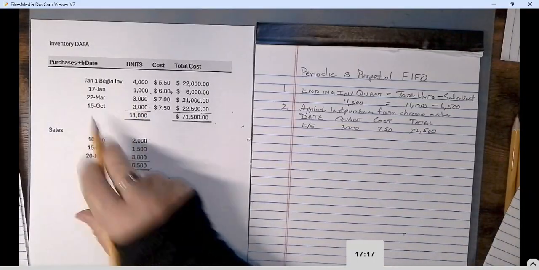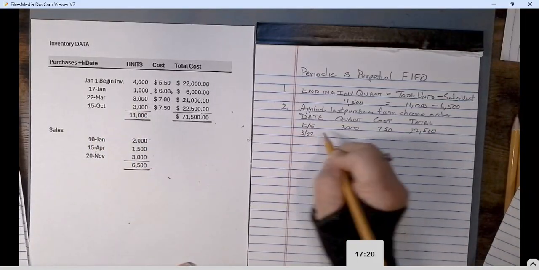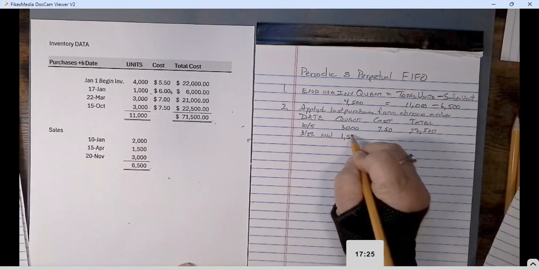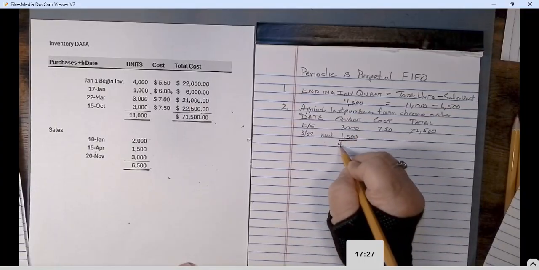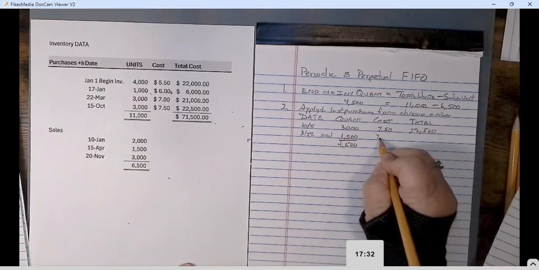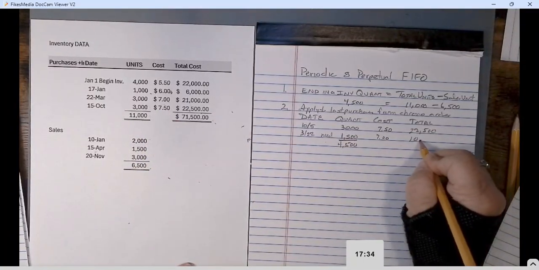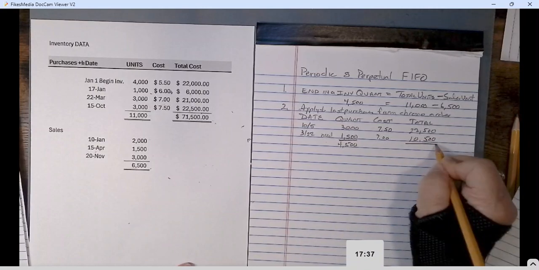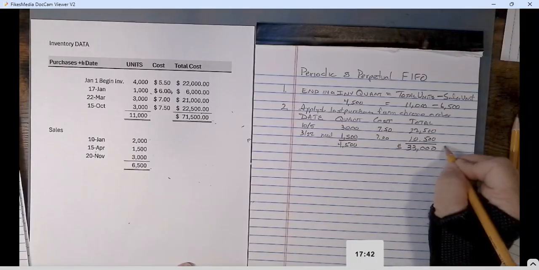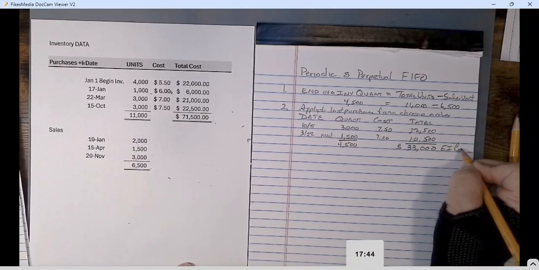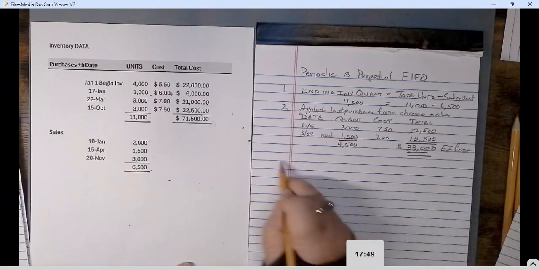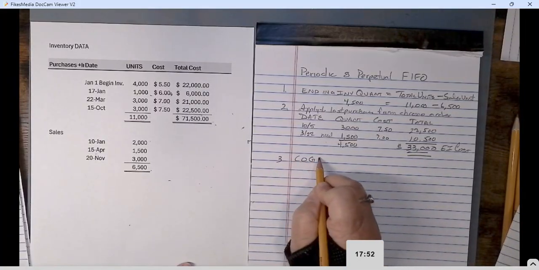Then I go up to the next layer, 322, and I only need 1,500 to get me up to 4,500. Okay, and that layer is at $7. I cost that out, multiply it, and then here I have ending inventory at cost, number 2. Okay, that's my answer. And number 3, cost of goods sold.